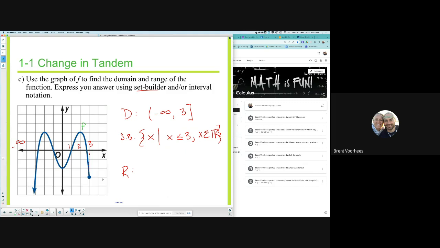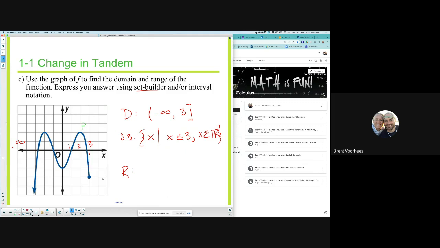When you're looking at domain, if you need help, what you can think of is domain means which axis? X. If you were to take your hands and smash the graph to the x-axis, think of a trash compactor. You ever seen those where you throw trash in it and the walls crash in on it? If you smash everything to the x-axis, you're thinking what values of the x-axis would have pieces of graph smashed in?